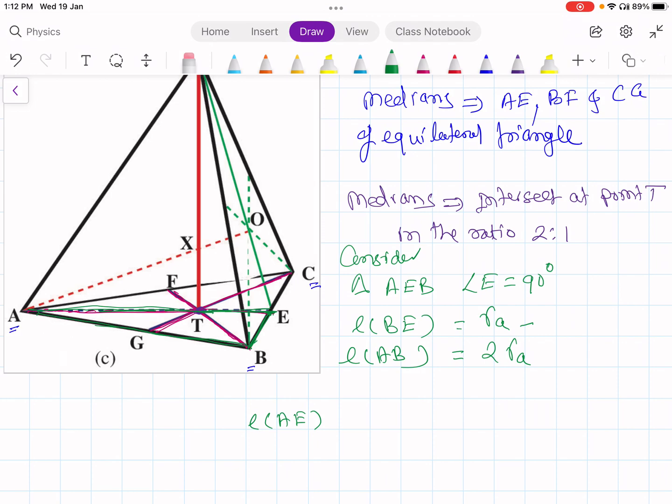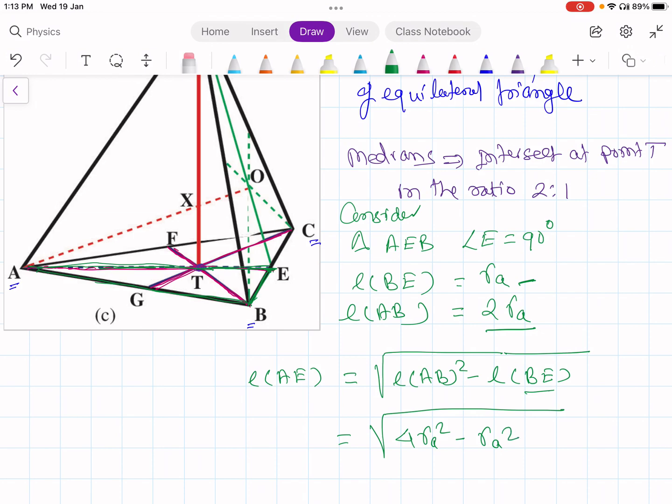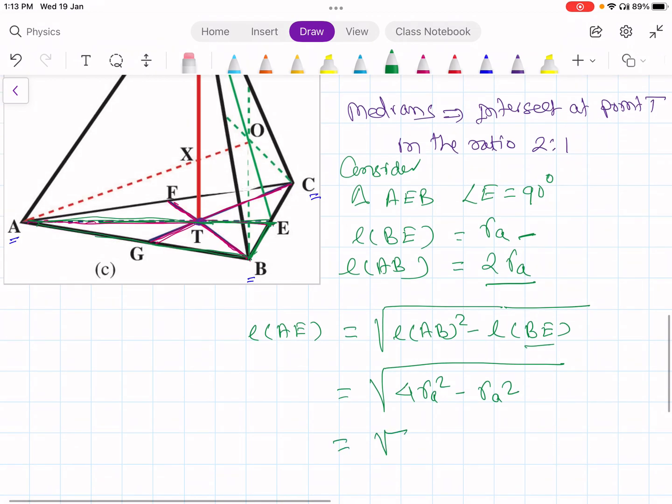So we find that length AE is equal to the square root of length AB squared minus length BE squared, which is equal to, since AB is twice RA, 4 RA square minus BE, which is RA, so minus RA square, that is equal to root 3 RA, which is the length AE.